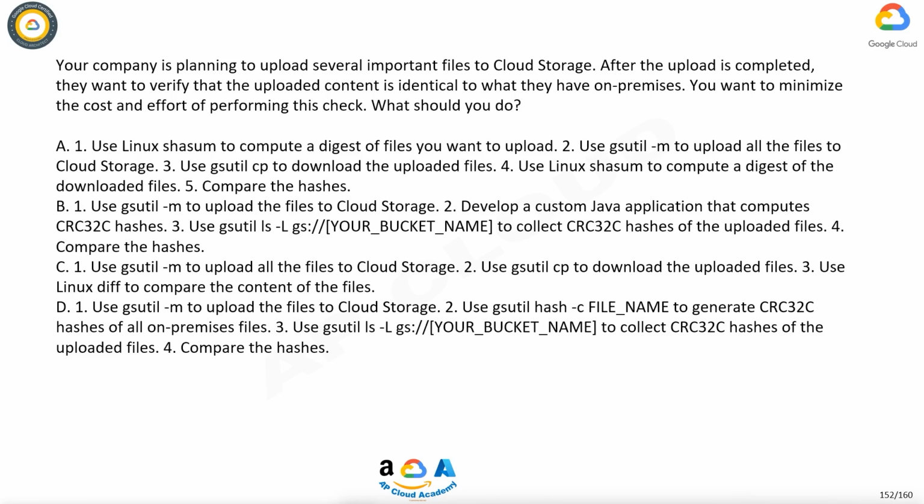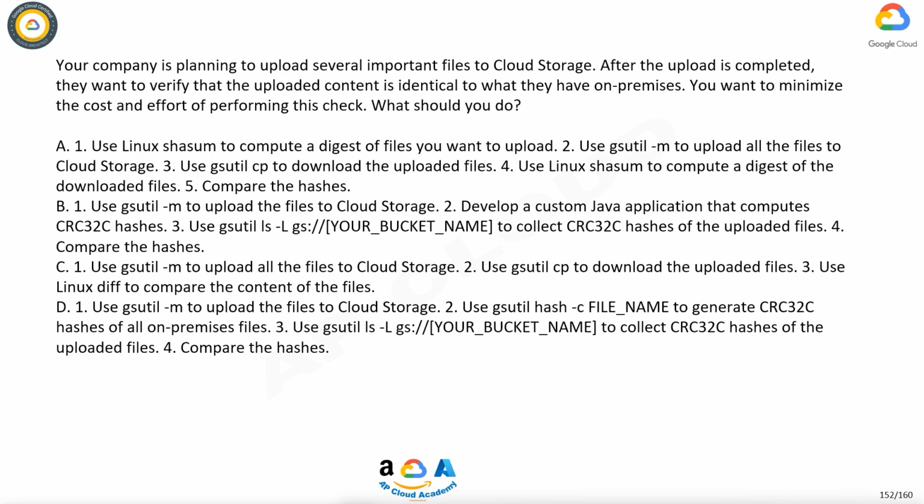1. Use Linux shasum to compute a digest of the files you want to upload. 2. Use gsutil cp to upload all the files to Cloud Storage. 3. Use gsutil cp to download the uploaded files. 4. Use Linux shasum to compute a digest of the downloaded files. 5. Compare the hashes. B.